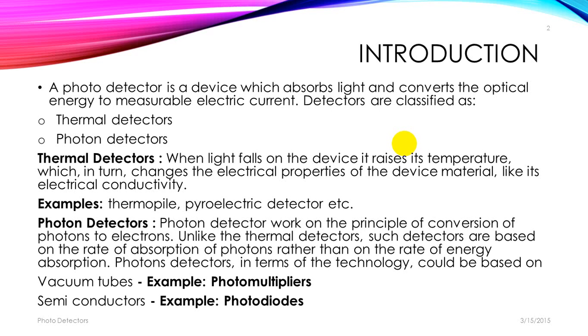The second one is photon detectors. Photon detectors work on the principle of conversion of photons to electrons. Unlike thermal detectors, such detectors are based on the rate of absorption of photons rather than on the rate of energy absorption. In terms of technology, photon detectors could be based on vacuum tubes and semiconductors. An example of vacuum tubes is photomultipliers, and an example of semiconductors is photodiodes.